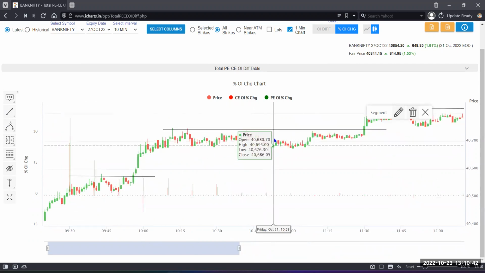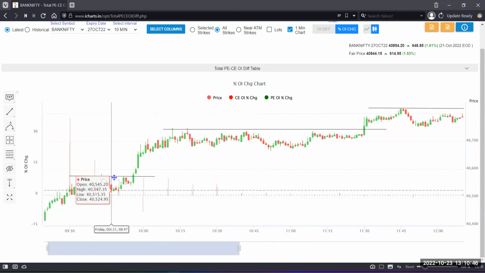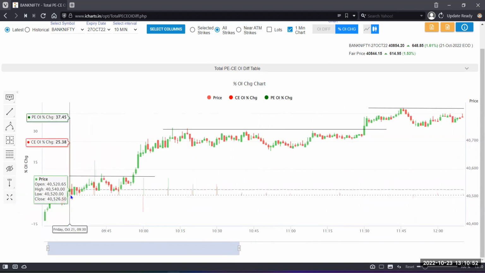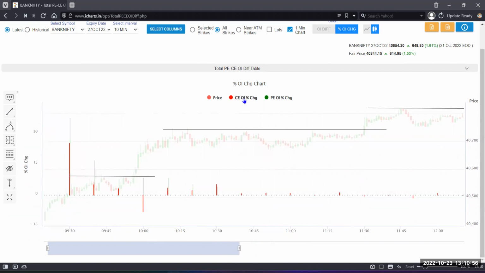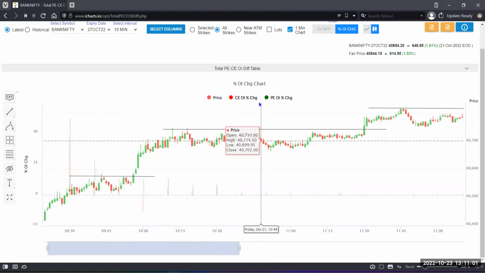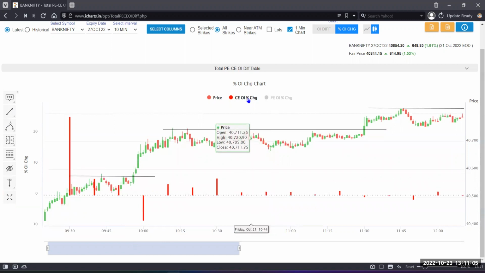Now, the main thing to see here is that this is the first consolidation kind of thing that we have seen a little bit. Otherwise, the market had a gap down and then it just kept going up and up. We saw buildup on both sides. You see buildup is there on both sides over here. But the main thing to look at is over here. Let me point this out.